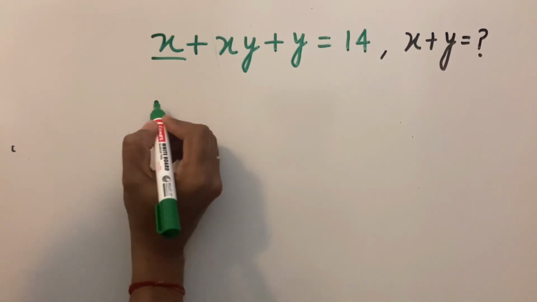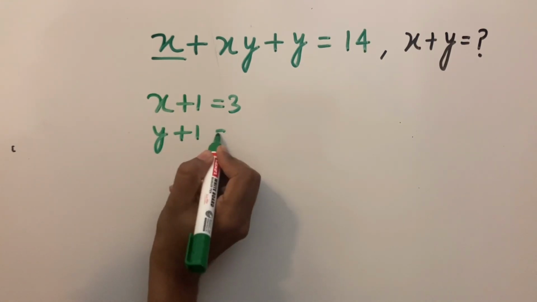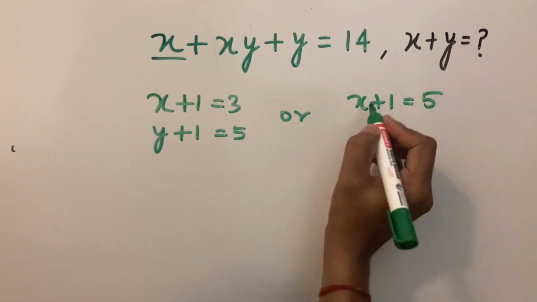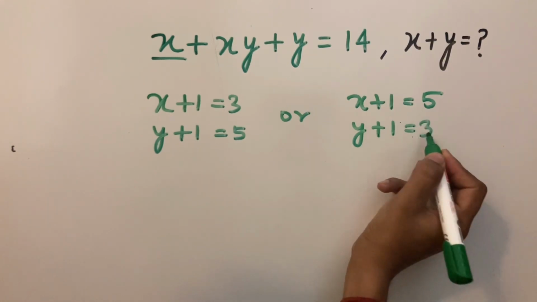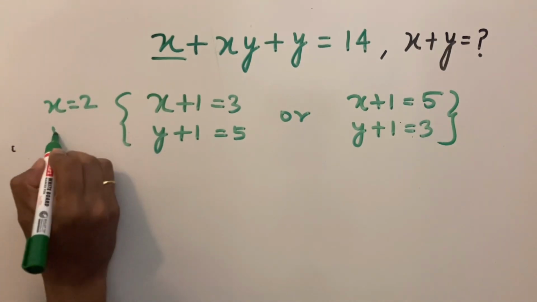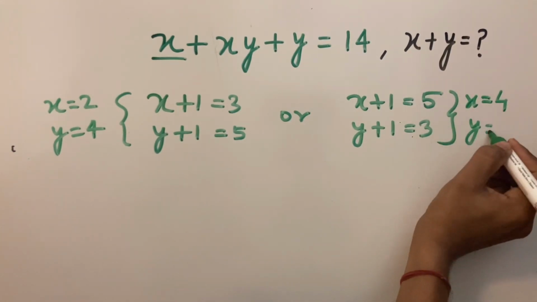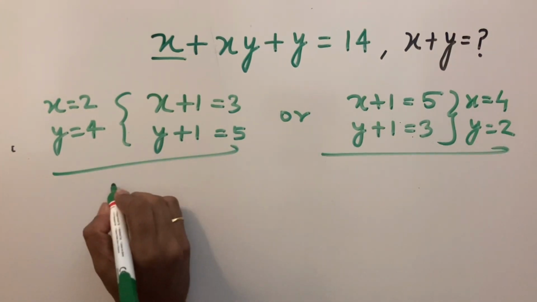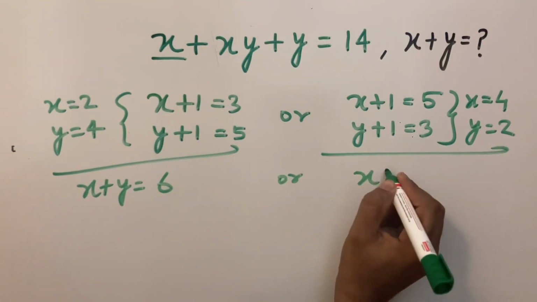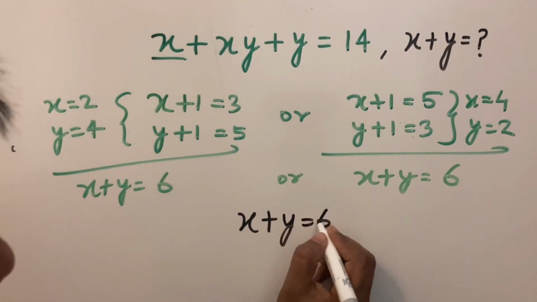So after comparison, we got two options: either x plus 1 equals 3 and y plus 1 equals 5, or x plus 1 equals 5 and y plus 1 equals 3. From here, x equals 2, y equals 4, and in the other case x equals 4 and y equals 2. From both options, x plus y equals 6. So x plus y equals 6 is our answer.